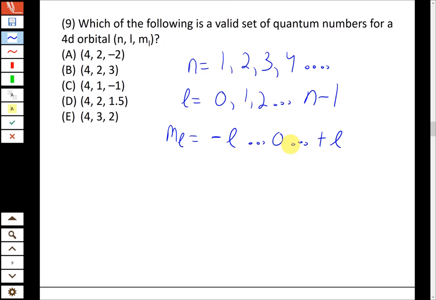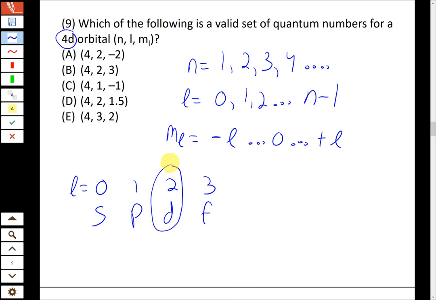So here we're looking for a 4D orbital. And from the relationships that we just talked about, if we're talking about a 4D orbital, we're talking about an orbital where L equals 2. Okay? So that again, when you have the number and the letter together, the letter tells you your L value. And we recognize from the relationships given in the previous problem that there should be 5 of those 4D orbitals. 2L plus 1 is 5 for L equals 2.